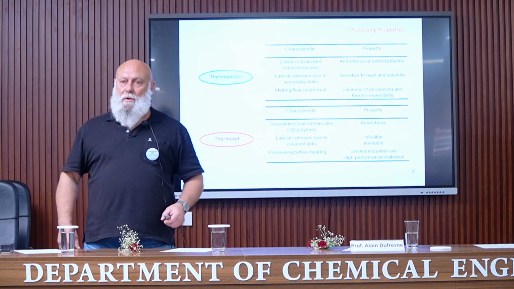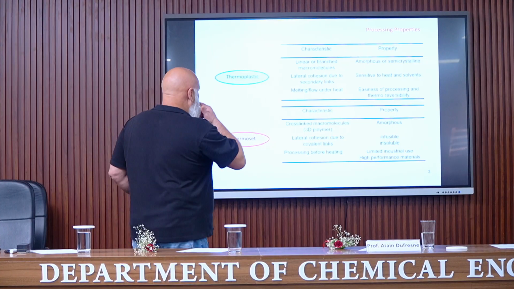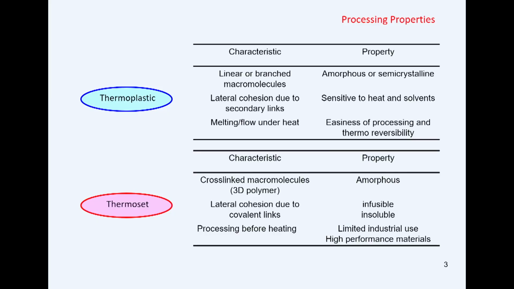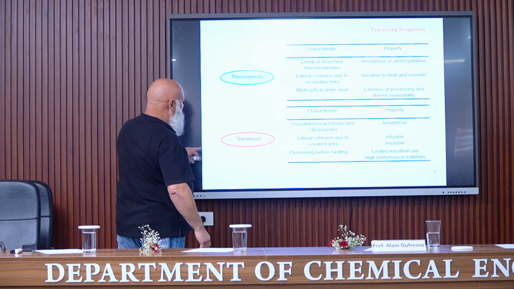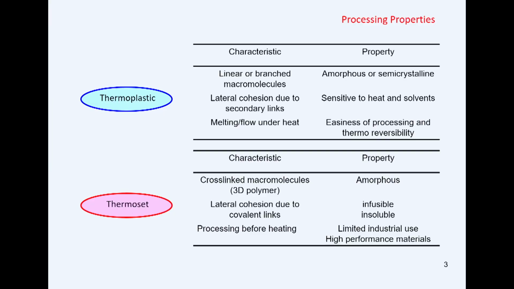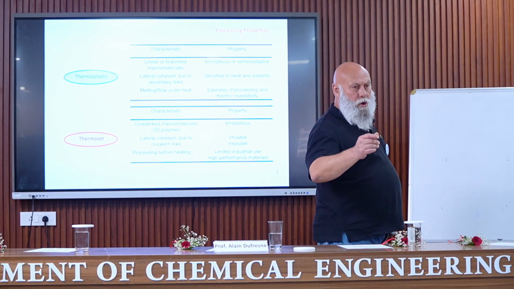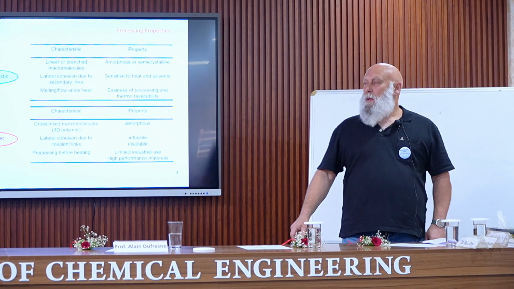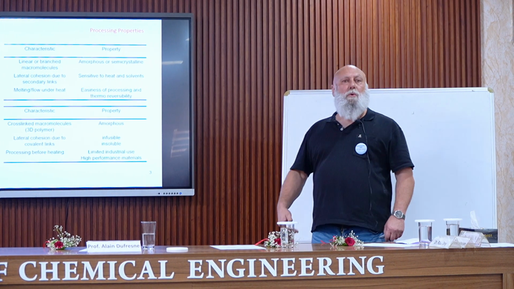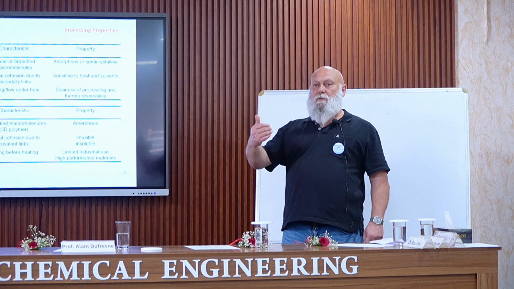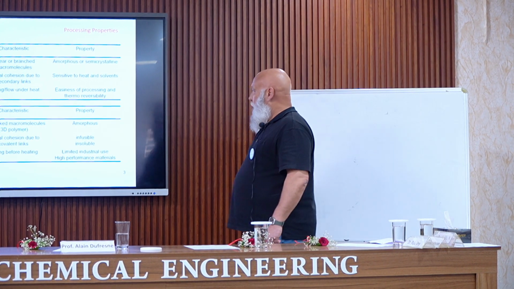One important thing, thermoreversibility. It's not recyclability. It makes a difference. So in the case of thermoset, the processing needs to be performed before heating. So it means that for processing a thermoset polymer, it's necessary to mix a monomer or a prepolymer with a curing agent that will promote the cross-linking of the material. And for this, it's necessary to heat the material because there is a chemical reaction.